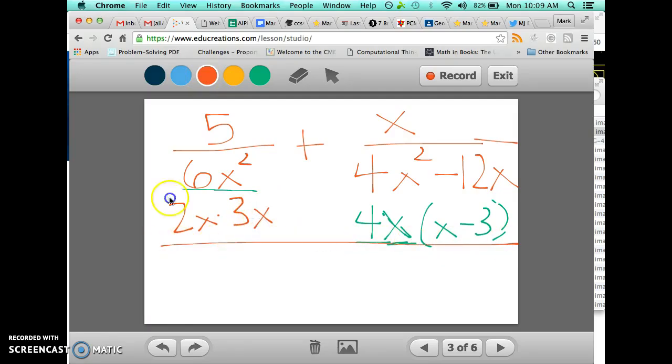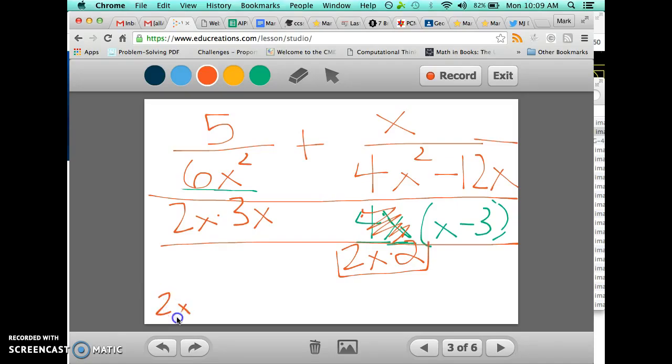By the method I was showing you before, I use the common factor, 2x. This is actually 2x times 2, right here. So let's rewrite that, 2x times 2. And so the common denominator is that common factor, 2x, times what's left here, 3x, times what's left here, 2 times x minus 3. That's my common denominator.